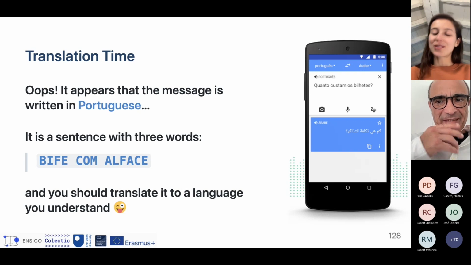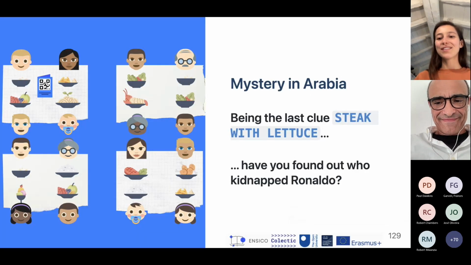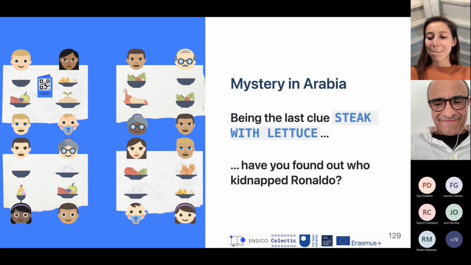So you need to translate it from Portuguese to English, and we already have the correct answer. So if you translate this from Portuguese to English, you get steak with lettuce. So who's the guilty person? Who kidnapped Cristiano Ronaldo? Let's see who can answer first. Okay, steak with lettuce. That's right.